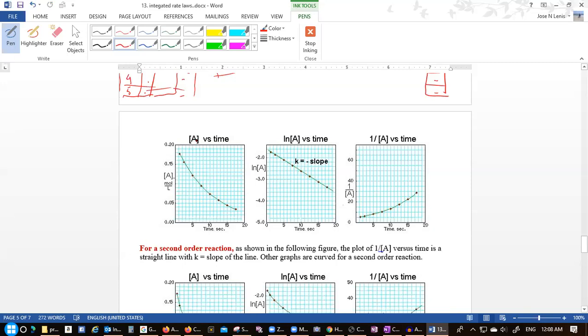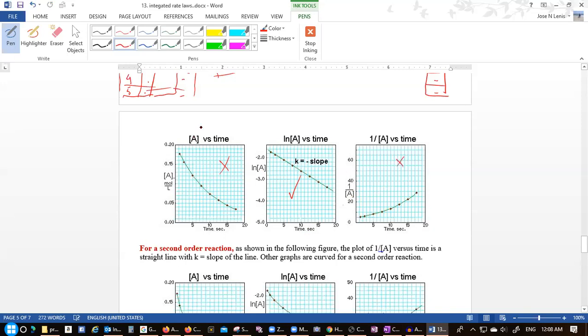So look here. Concentration of A against time is not a straight line, so not good. This one, natural log of A against time, yes. That is the shape of the first order reaction. All first order reactions form a straight line when you plot natural log of concentration of A against time. Look here, you're graphing 1 over A against time, and it's not a straight line, so no.